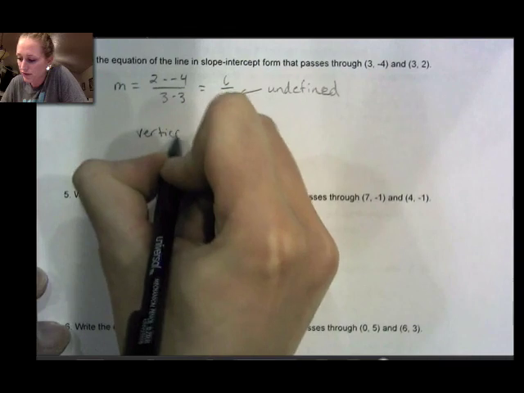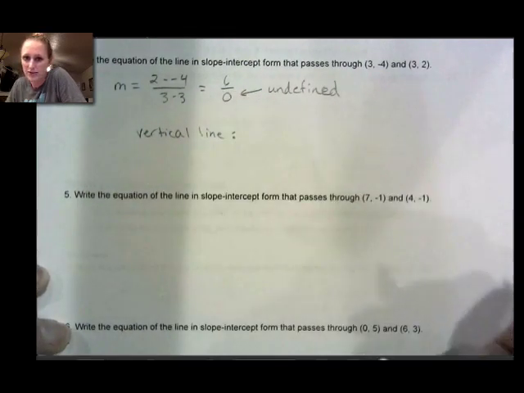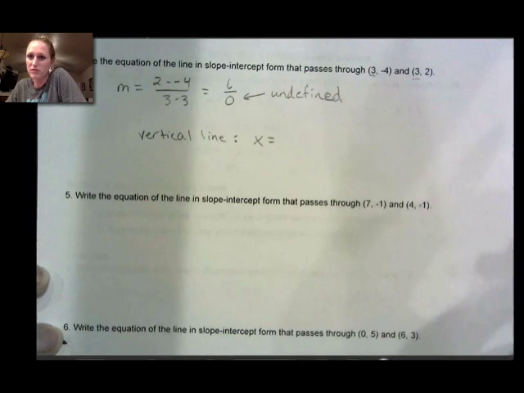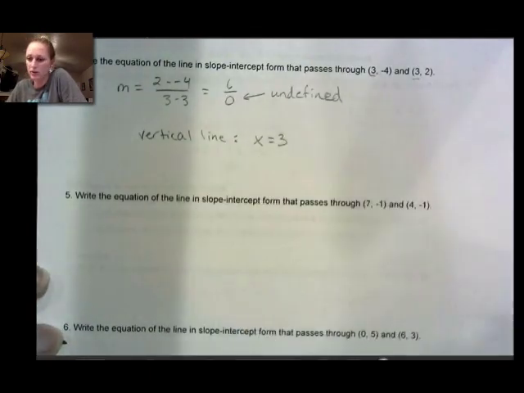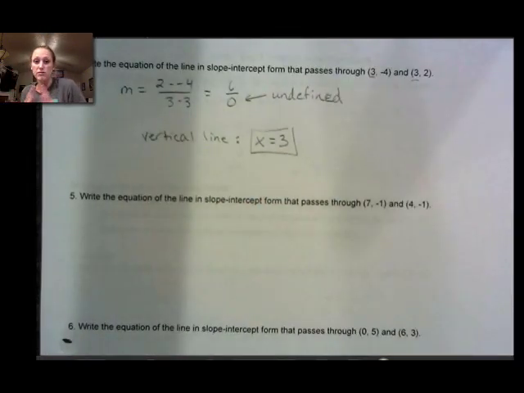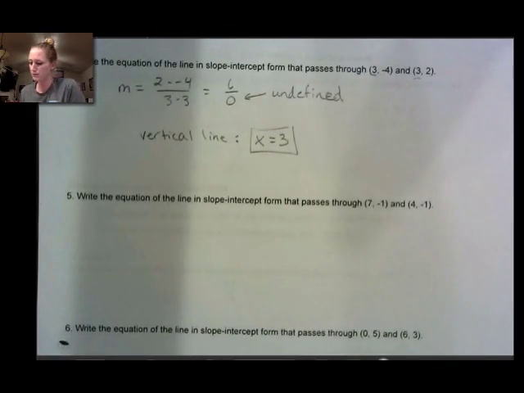which is always x equals. It's the only form that has x equals. So x equals what? Well, it equals that number that it goes through. So whatever that common matching x coordinate is, that is the number that it goes through. So that is the equation of the line. So if you get an undefined slope, it is x equals, and then you look at that matching x coordinate to get the number that it's equal to.